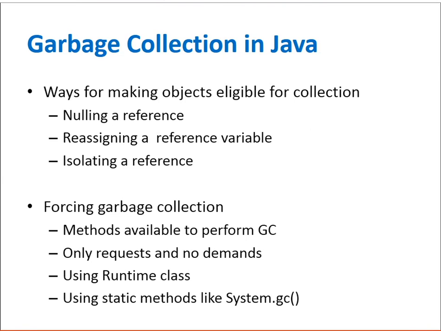Ways of making an object eligible for collection. What are the different methods? First is nulling a reference, reassigning a reference variable, or isolating a reference. Forcing garbage collection in Java is done using available methods. They only request, but do not demand, using the Runtime class, or a static method like System.gc.